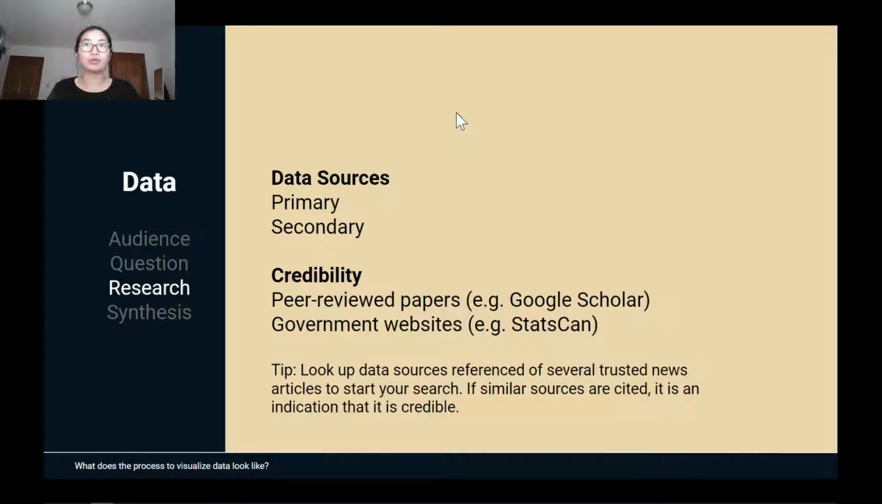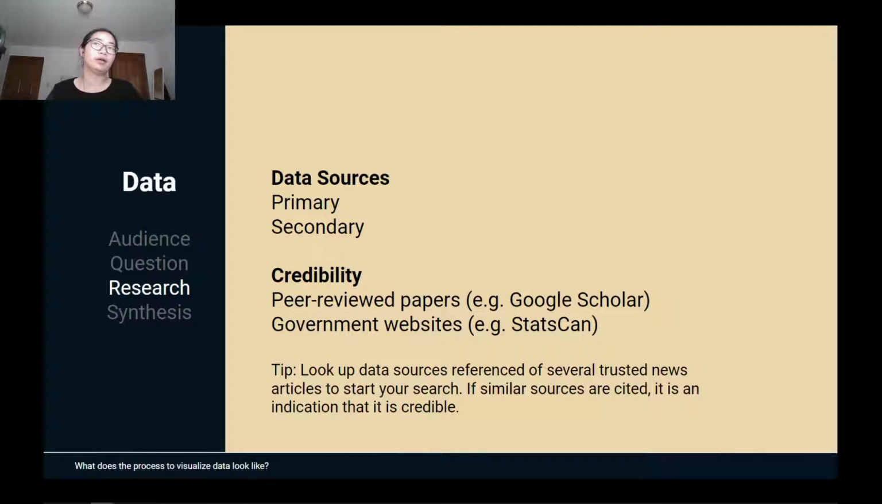When you're looking up resources online, you have to consider things like if it's peer reviewed. If you look at papers, make sure it's peer reviewed. So look at Google Scholar. Government websites are usually credible. In Canada, for example, StatsCan, or if it has a .gov in the URL, periodicals, certain books as well.